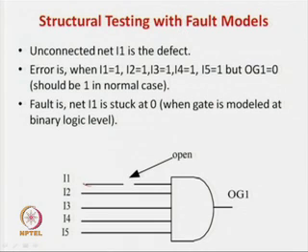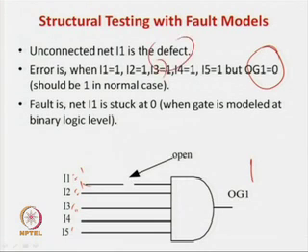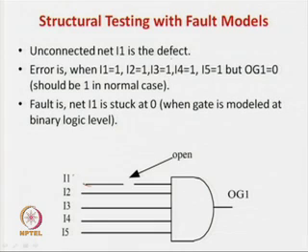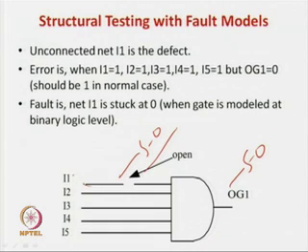Now, what is an error? An error is actually the representation of this defect. In this case, if you apply all 1s, then the answer should be 1 in the normal case, but in the error case it is 0. So, error actually represents the manifestation of this defect. Now, I can say another way that there is a fault. The error is the manifestation of the defect and the fault is the logical representation. So, you can say that this net is stuck at 0 and also this net is stuck at 0, because whatever value you apply, this net can never be 1 and this gate can never be 1.